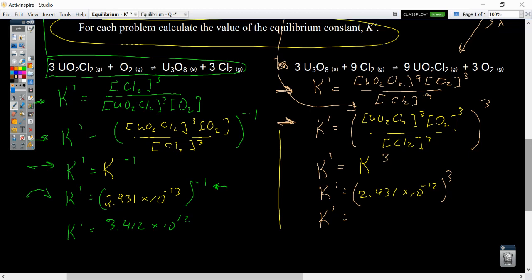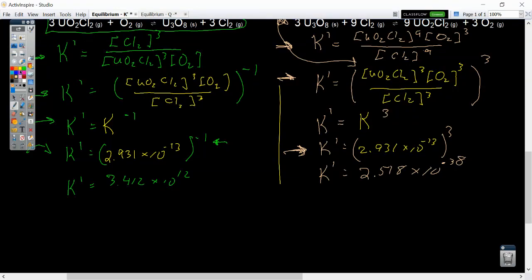So just like before we plugged in for the reciprocal, we're going to plug in the K again. Plug in the value of K, cube it, and you will get some giant value of K prime, 2.518 times 10 to the negative 38. It's not giant in value. It's giant in that the exponent is big, but the number is really, really small. Big exponent, small number.